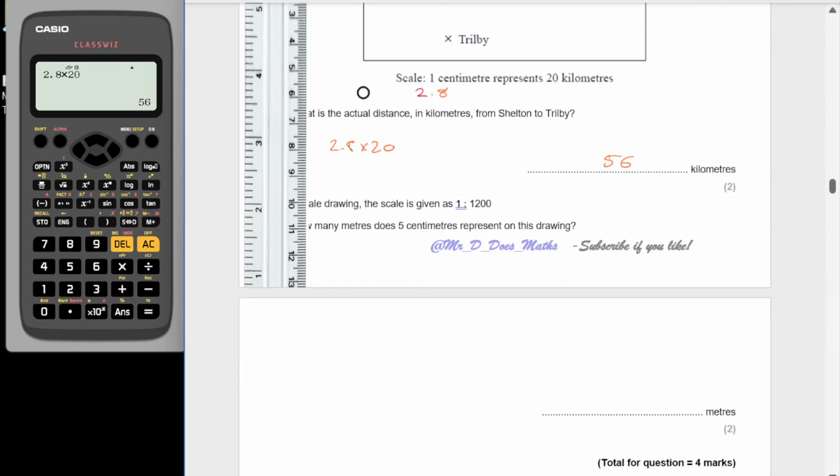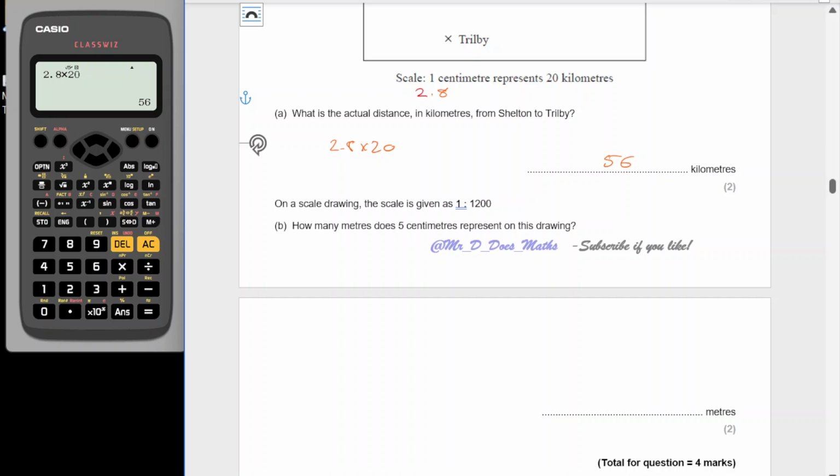And for the second part, on the scale drawing, the scale is given as 1 to 1,200. How many meters does 5 centimeters represent on the drawing? So how many meters? Right, so I'm going to start with this scale first of all. So it means that 1 centimeter on the drawing would represent 1,200 centimeters in real life. So that's going to be 12 meters. So 5 centimeters is going to be representing 60 meters in real life.